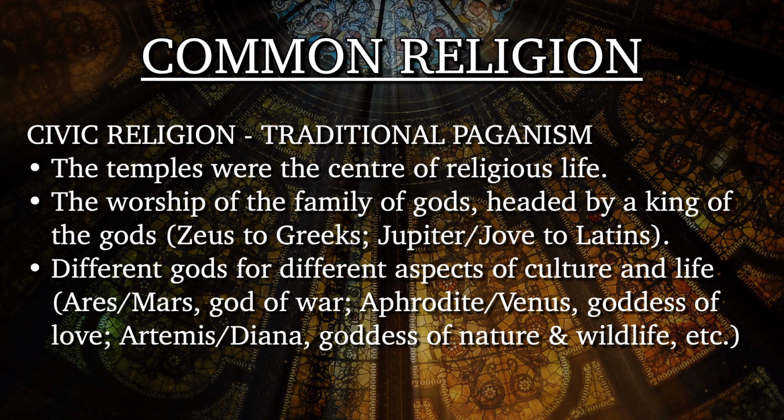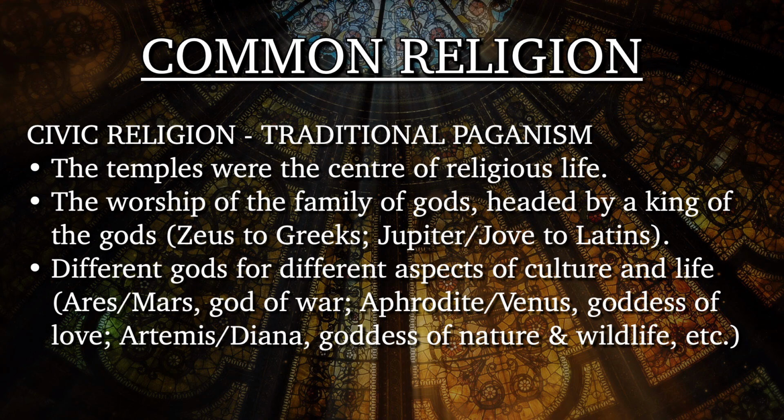I mentioned earlier when it came to the banking on the economic side, the temples were the centre point of civic life, and particularly that of religious life. They served as the centre point of daily religious life around the world in the empire. Traditional paganism, as this portion of the civic religion, constituted the worship of the family of gods, headed by the king of the gods, known to the Greeks as Zeus, known to the Romans as Jupiter, or Jove, but Jupiter mainly.